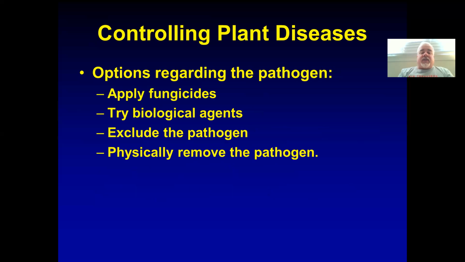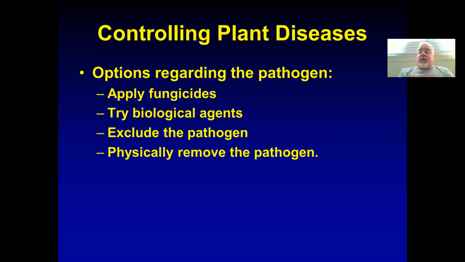All right? What about the next leg of the triangle, the pathogen? Use pesticides, fungicides. Now it says fungicides here, but that only is for fungus. Pesticides would include the broader category of nematicides for nematodes, virucides for viruses, bactericides for bacteria, whatever it is. Try biological agents. There are certain biological agents for certain pathogens that can reduce their ability to compete or survive in your plants. Exclude the pathogen using sanitation techniques, using quarantine practices.